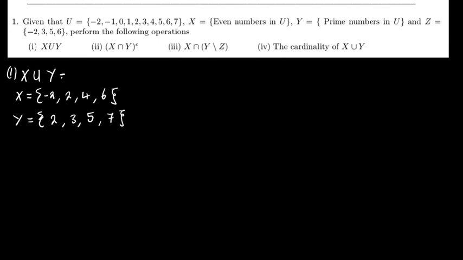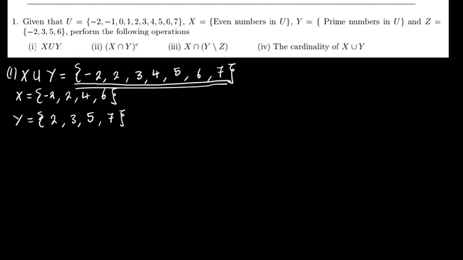So X union Y is going to be, so we are going to start from -2. Okay, so this is going to be -2. Then we are going to have 2. Then we have 3. Then 4, 5, 6, 7. Okay, so this happens to be our X union Y.